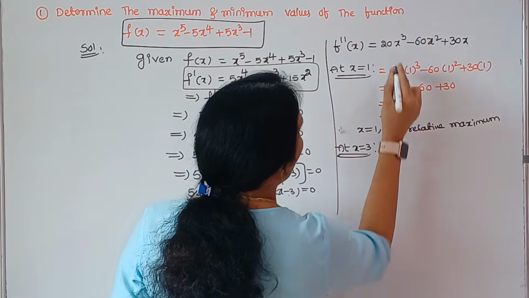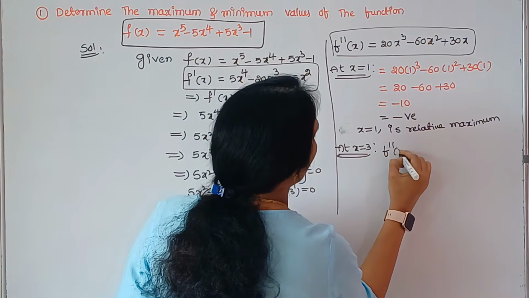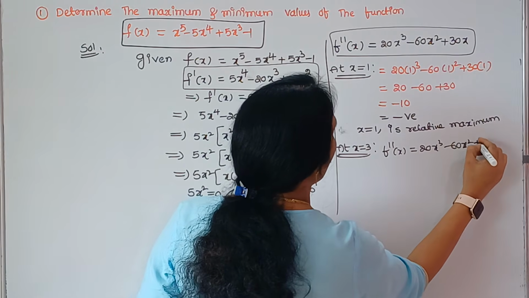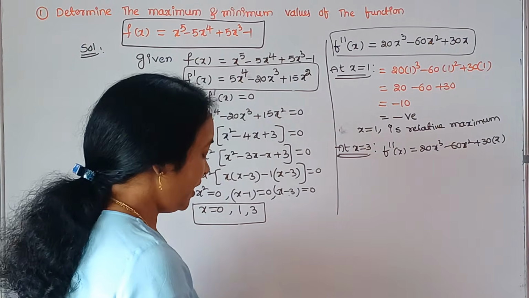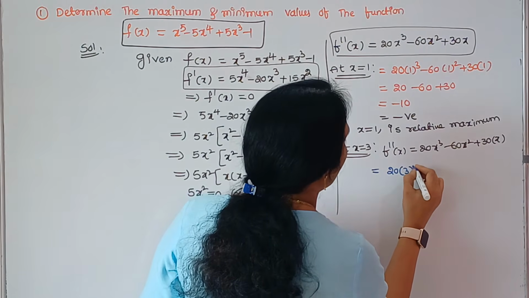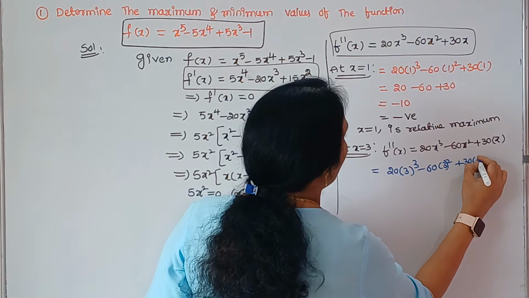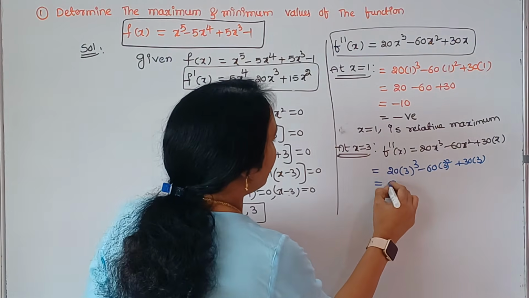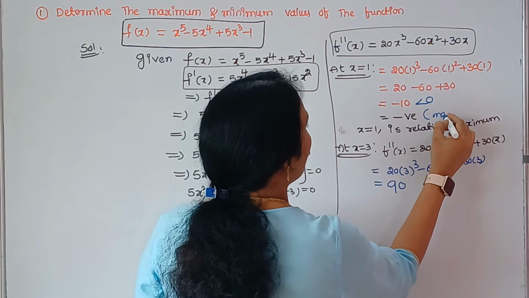Then again find at x is equal to 3. Put x is equal to 3 in our f double dash of x again. f double dash of x is 20x cube minus 60x square plus 30x. Substitute x is equal to 3: 20 into 3 cube, 60 into 3 square plus 30 into 3. Now I got this value is 90. This 90 is greater than 0.